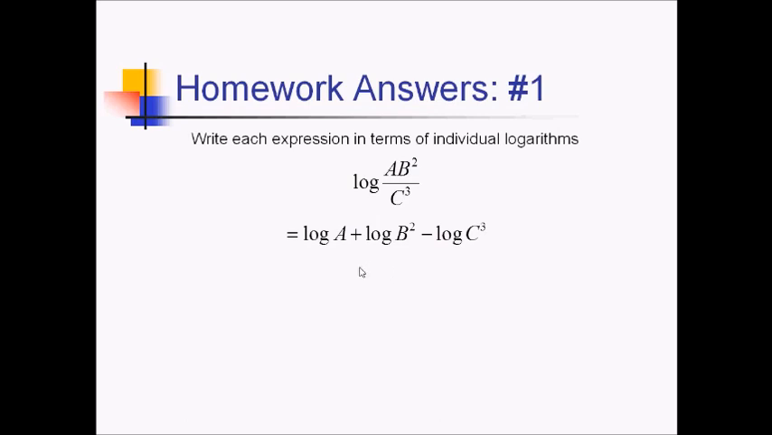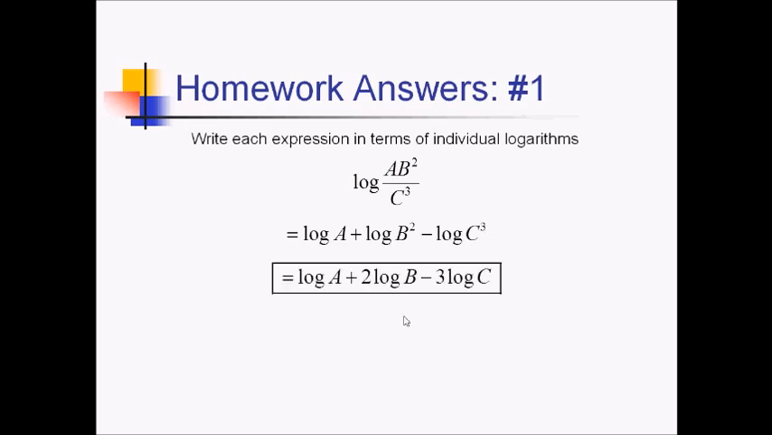And then as a next step, we can use the pop-out rule. These exponents can come out in front as coefficients. So log of a plus 2 log b minus 3 log c would be our final answer.